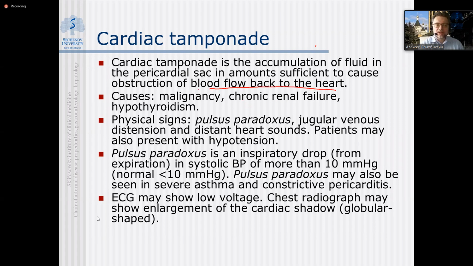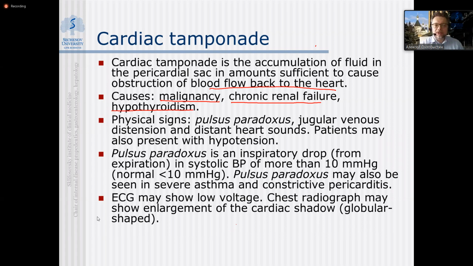Causes, as I told you, may be related to malignancy, some focal lesions, some masses. It may be seen in patients with chronic renal failure with overaccumulation of fluid in the body, including the pericardial cavity. Sometimes it may be seen in patients with hypothyroidism, who have a predisposition for overaccumulation of fluid.